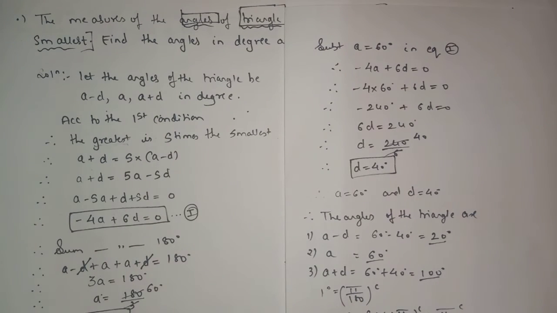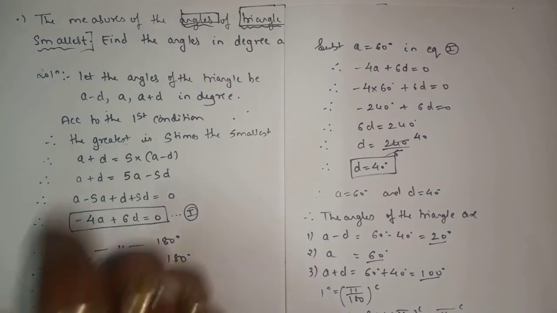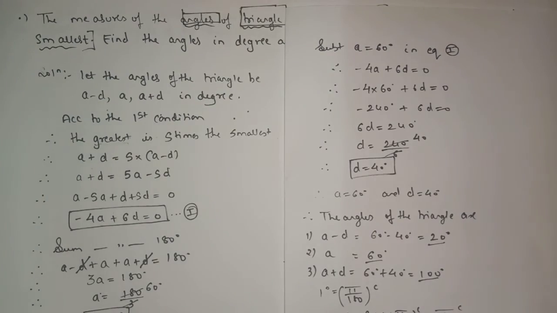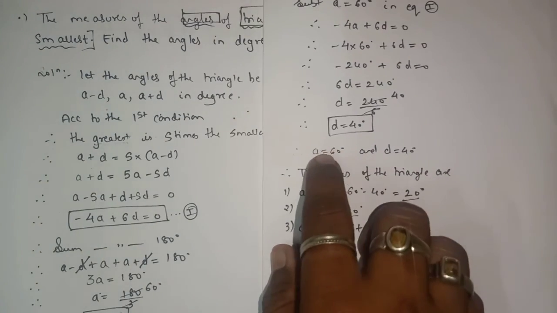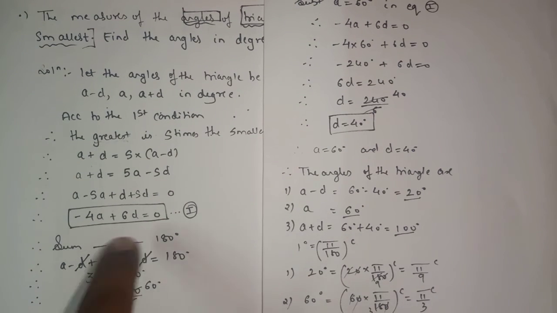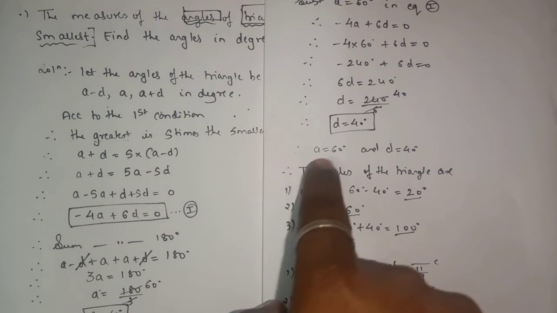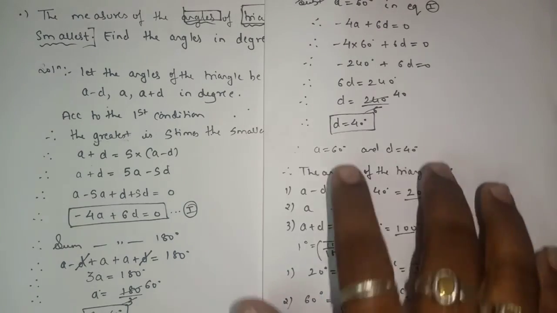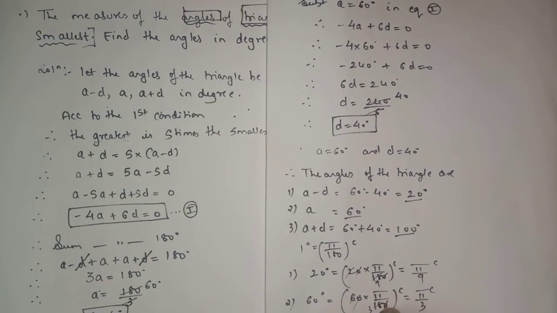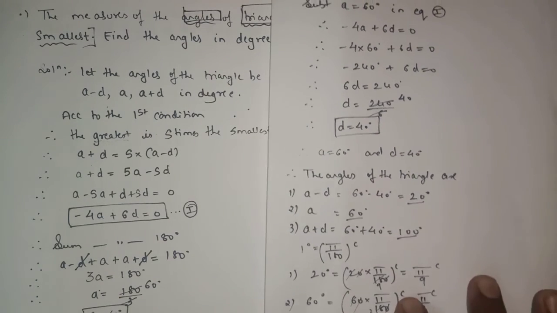The first one is A minus D, the second one is A, and the third one is A plus D. So here I took the angles of the triangle as A minus D, A, A plus D. Here I had mentioned that the angles are in degree. Whatever answer you get in the first impression after solving this part will be in degree only. After that we'll convert that angle from degree into radian.